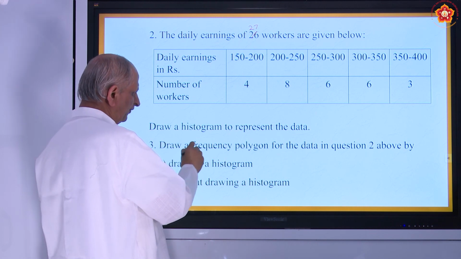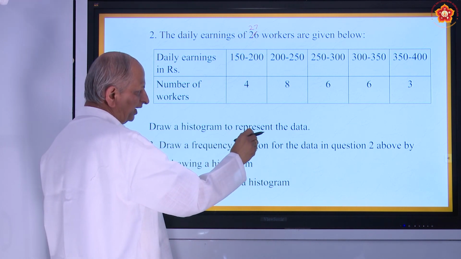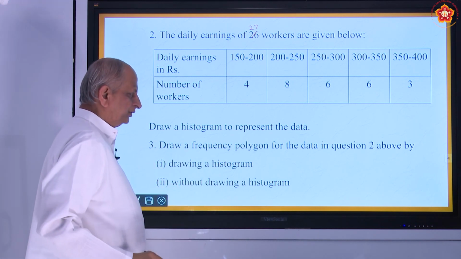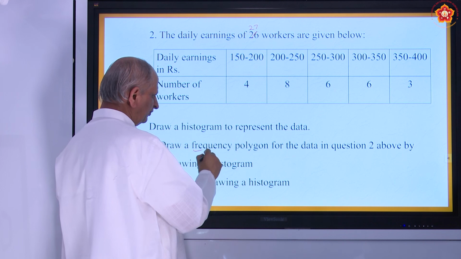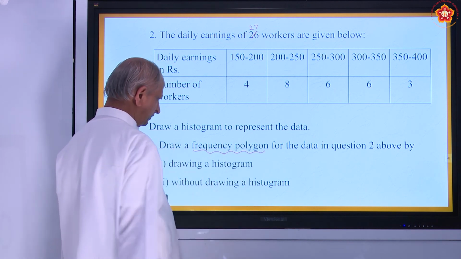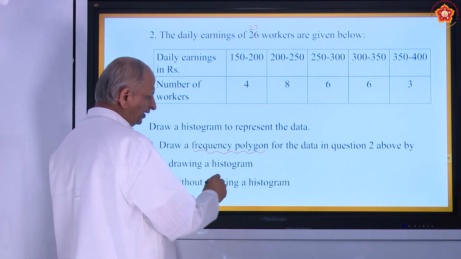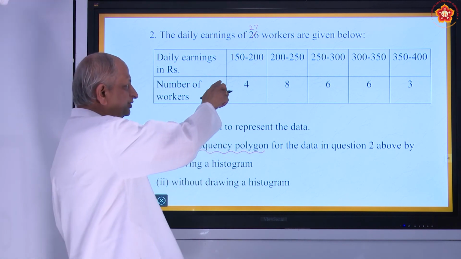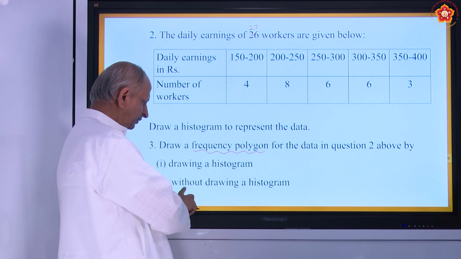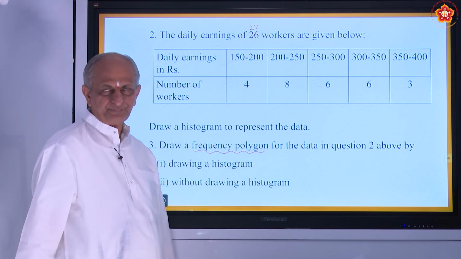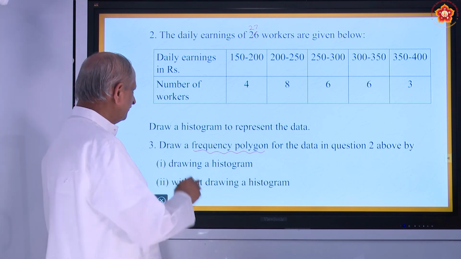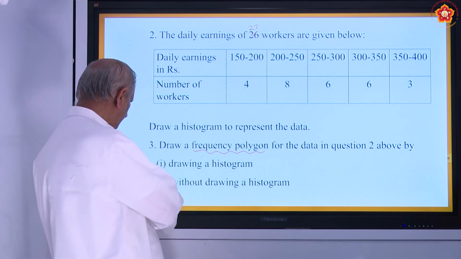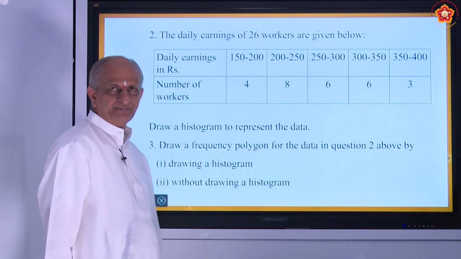Then draw a frequency polygon for the data in question number 2 by drawing a histogram. Then you are asked to draw a frequency polygon without drawing a histogram. One is with drawing a histogram, the first question. Coming to the second one, without drawing a histogram, the figure is called a frequency polygon. This is the homework. Come prepared in the next class.